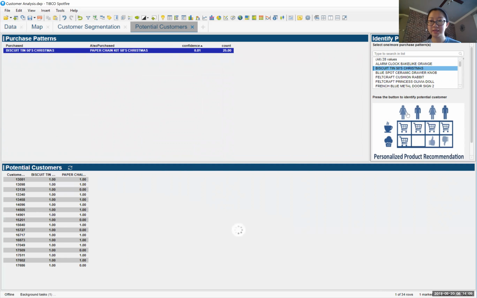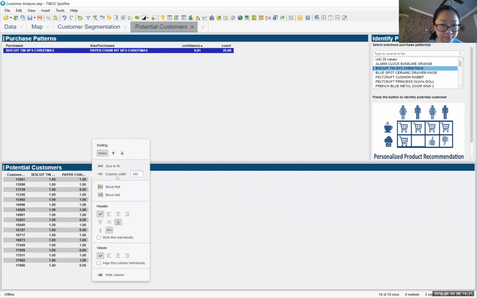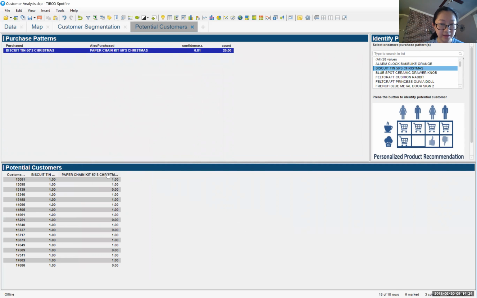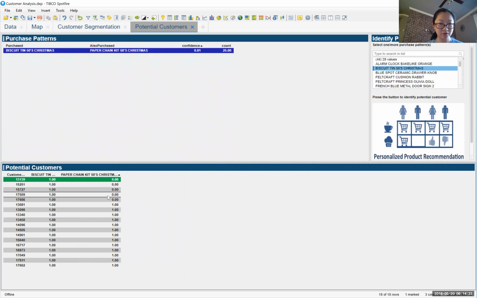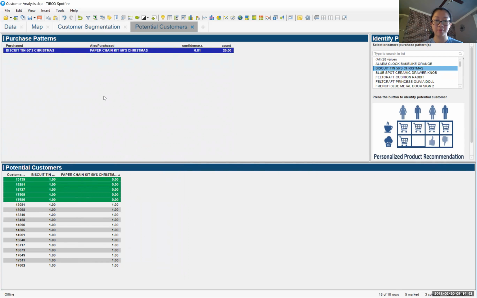Now let's run the identification of potential customers for this specific example: finding the customers that purchased the biscuits tin 50s Christmas but did not purchase the paper chain kit. Now here are the results, and I can sort them. It gives me the customers I may want to target, as they purchased the biscuits tin 50s Christmas but didn't purchase the paper chain kits. So you may want to start from here to recommend those to the customers. That's all. Thank you.